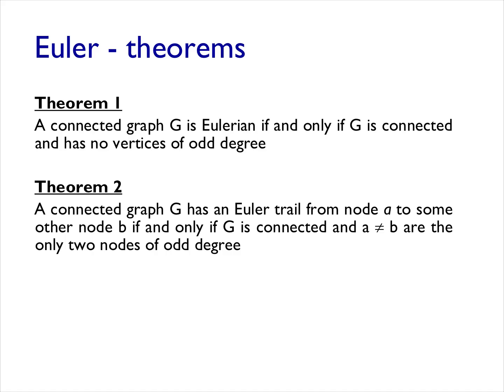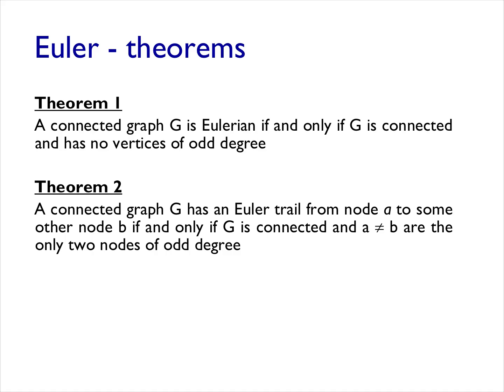If I said a graph is Eulerian if, and I didn't say and only if, and I put the conditions, this means that if these conditions are true, the graph has an Euler circuit. What if they are false? I don't know. That's the difference. Here, if and only if means if the condition is satisfied, the result has to happen. If one of the conditions is not satisfied, the result cannot happen. So it's very clear. Both theorems are if and only if theorems.